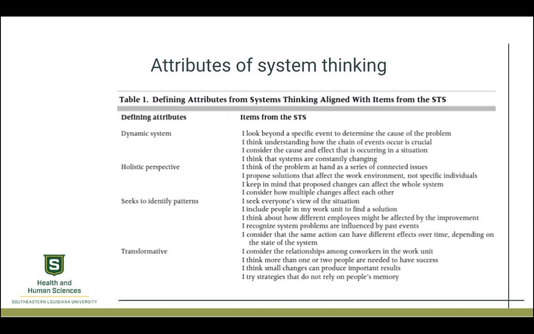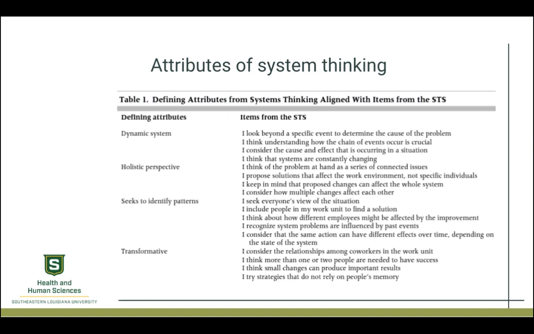Also, part of dynamic system is thinking that the system is constantly changing. If anything changes in the system, it has a ripple effect. So you need to understand where things started and what the ripple effect is, because you could be only examining the ripple effect and not the cause of what triggered it. So it's very important.